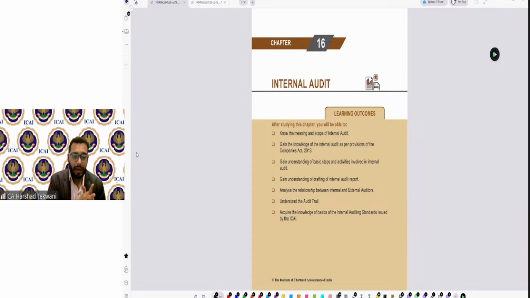We will learn some portions on the internal audit trail and how internal audit and external audit play together, an important role. Number four, we will be learning on the internal auditing standards issued by ICAI. Okay. Before I proceed and before I start the discussion, how many of you know what is internal audit?